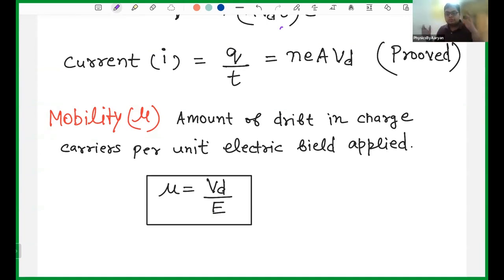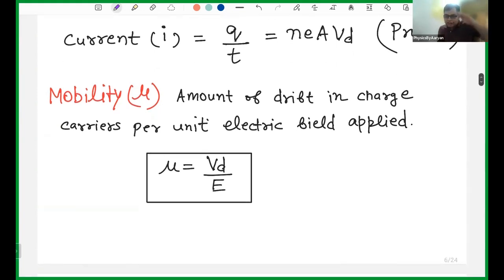Okay, so what is this mobility? Why are the electrons drifting? Because I applied the electric field. What I am interested in is, if I apply my electric field, how much they will drift. So drift velocity per unit electric field will give me the mobility.